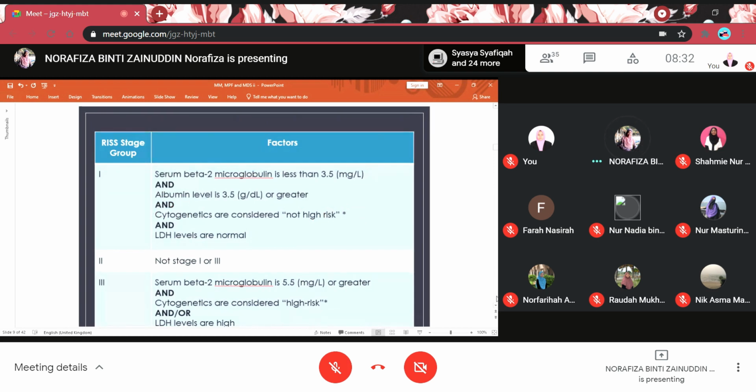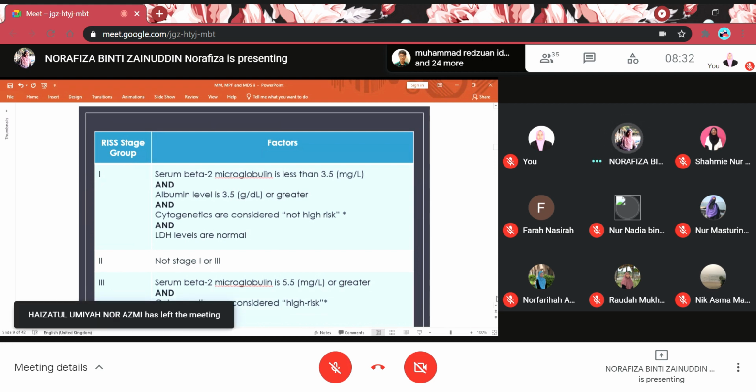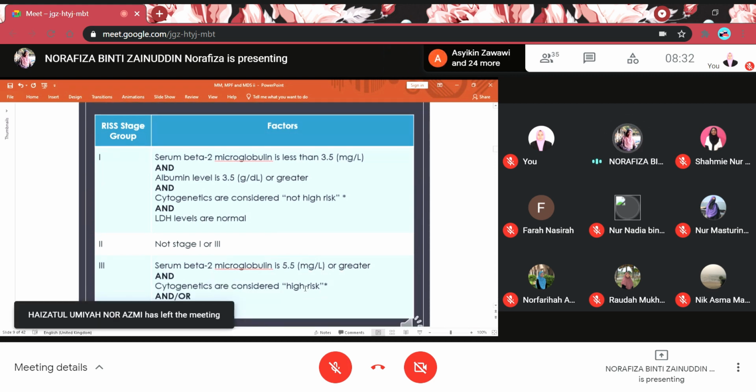Okay. So this is the risk group. This is the revised International Staging System. So multiple myeloma is staged using R-ISS based on 4 factors: the amount of albumin in blood, the amount of beta-2 microglobulin in the blood, the amount of LDH, lactate dehydrogenase, in the blood, and the presence of specific gene abnormalities or cytogenetics of multiple myeloma.